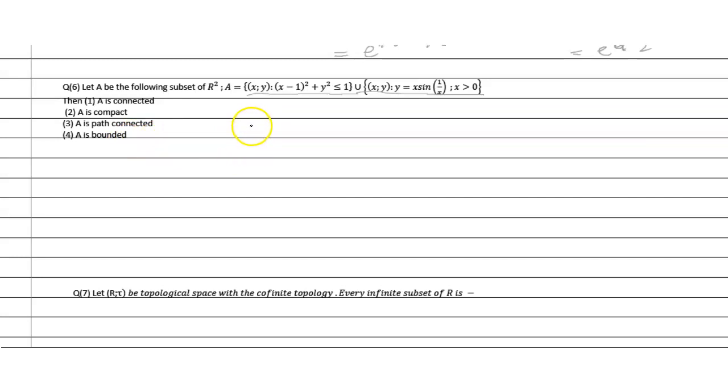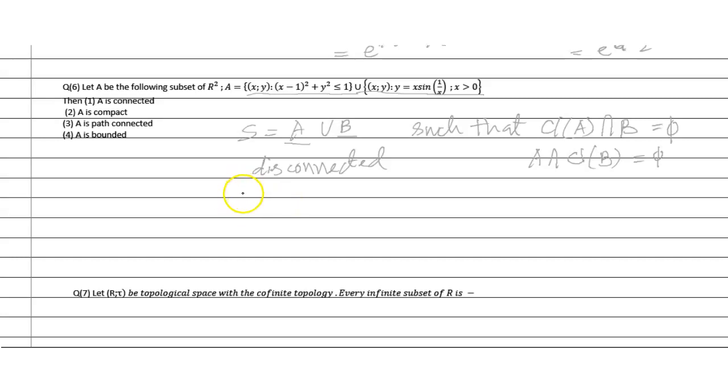Whatever you see, friends: if S equals A bar union B bar, such that the closure of A intersection B equals phi, and A intersection closure of B equals phi, then it is disconnected. So friends, it is disconnected.